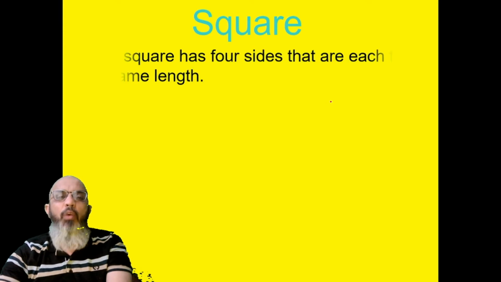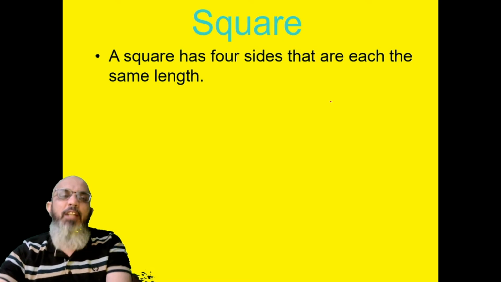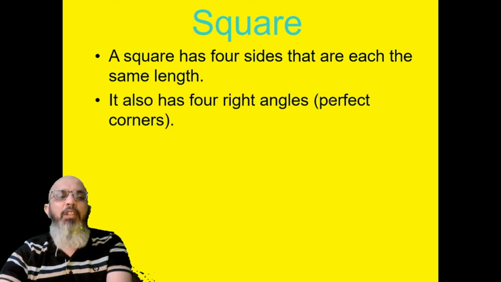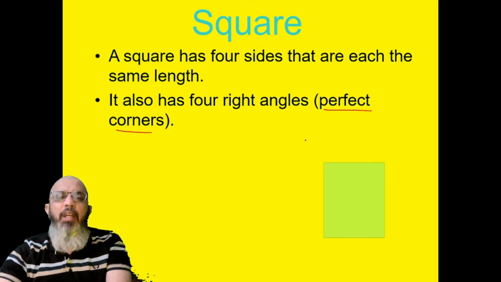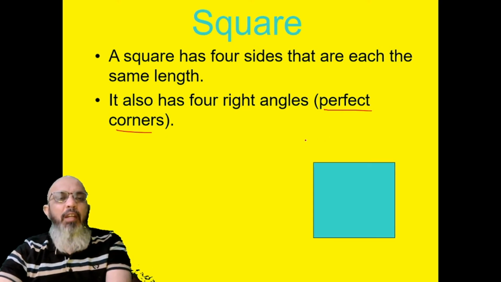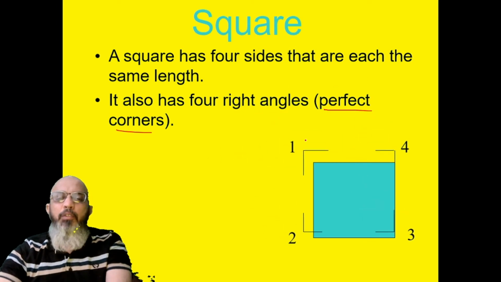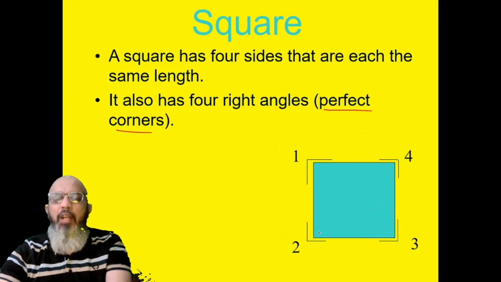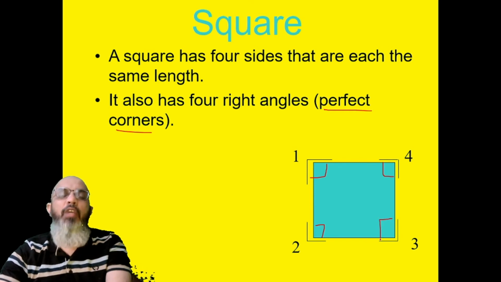The next one is the square. What is a square? A square has four sides, each of the same length, which means the sides of a square are all equal. What is the other property? It also has four right angles. Right angles mean perfect corners, right? So this is the square. A square has four right angles, and a right angle means an angle of 90 degrees. If we add up all four angles, what do we get? We get 360 degrees.